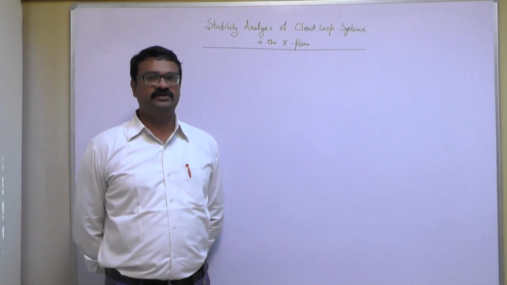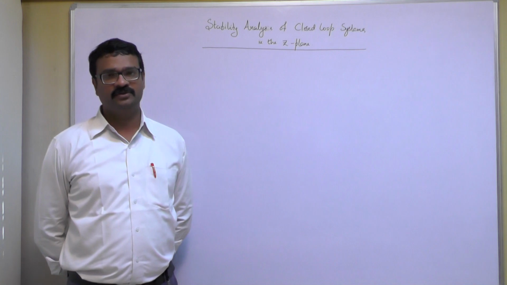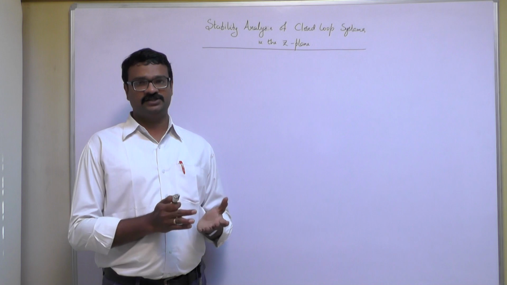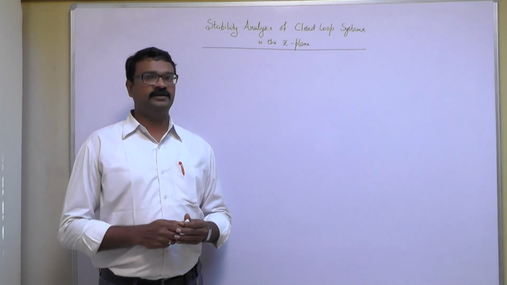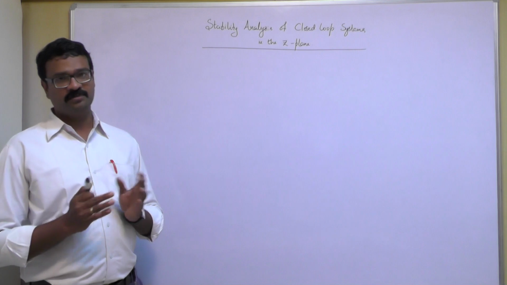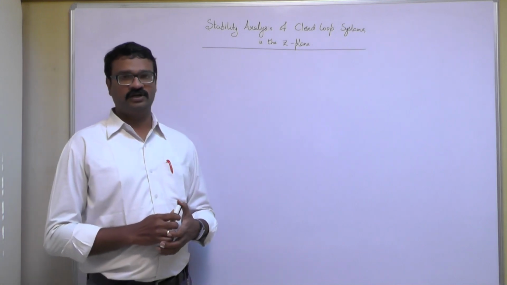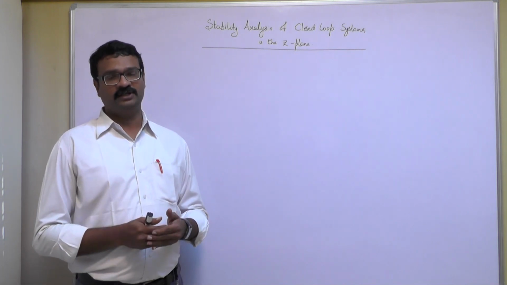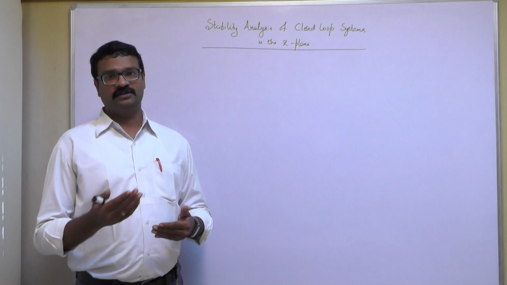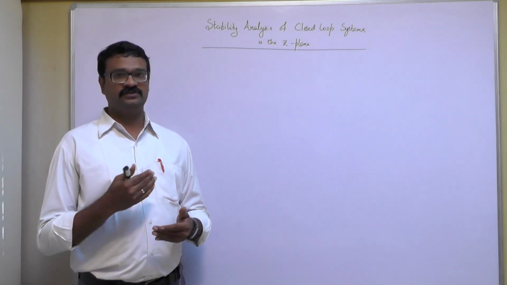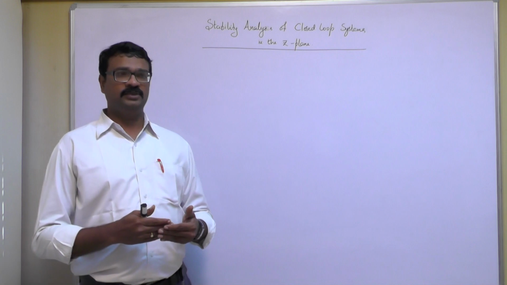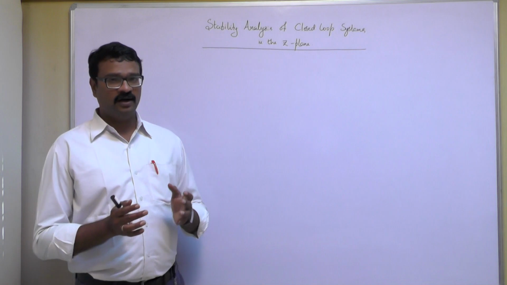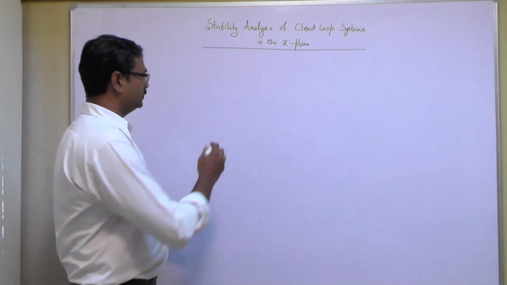In our previous classes, we have discussed the mapping between the S-plane and the Z-plane, how we map all the values of the S-plane into the Z-plane, and how it is mapped by the equation Z is equal to e power Ts. We also discussed the various loci: the constant damping ratio loci, the constant frequency loci, and the constant attenuation loci.